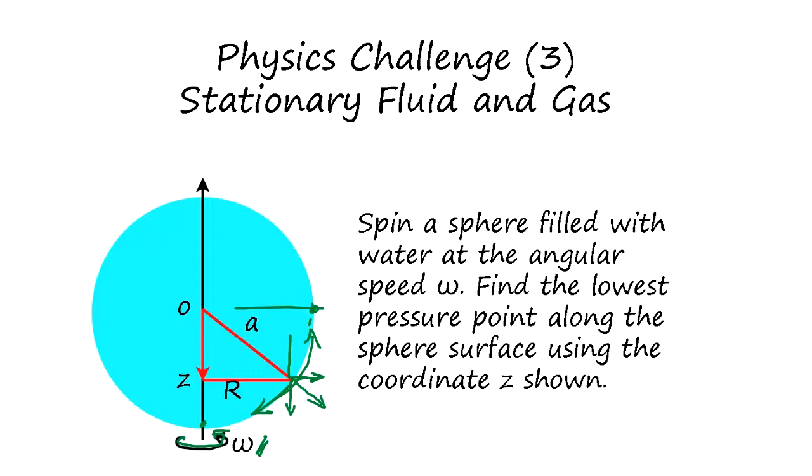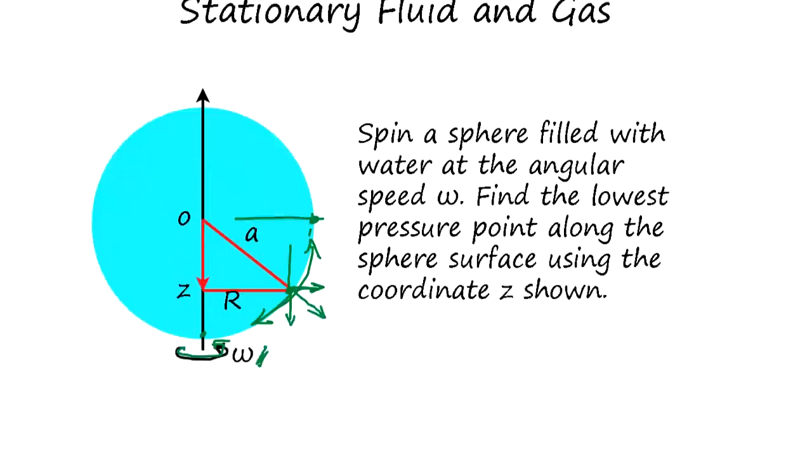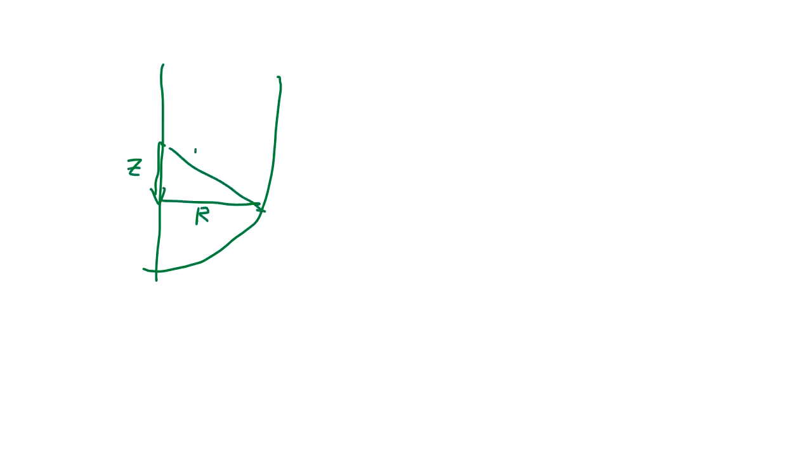So there should be a point where the sum of both will be minimum. So that's what we have to find. Okay, so let's redraw this sphere, and Z, we have a distance R for radius A, and this angle is theta.